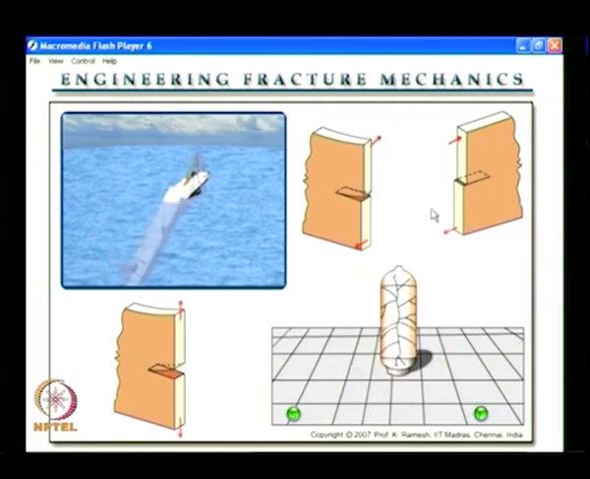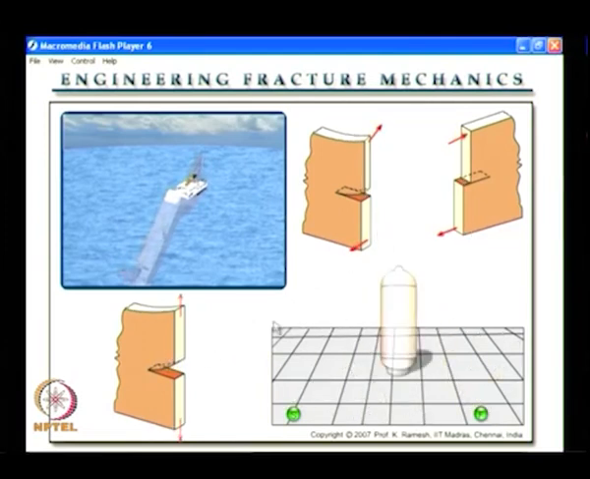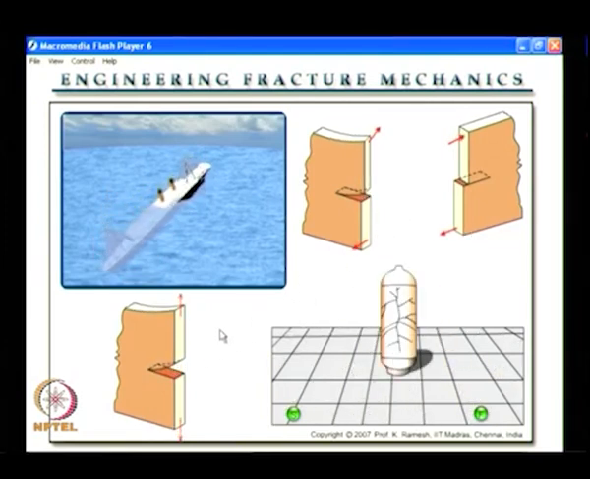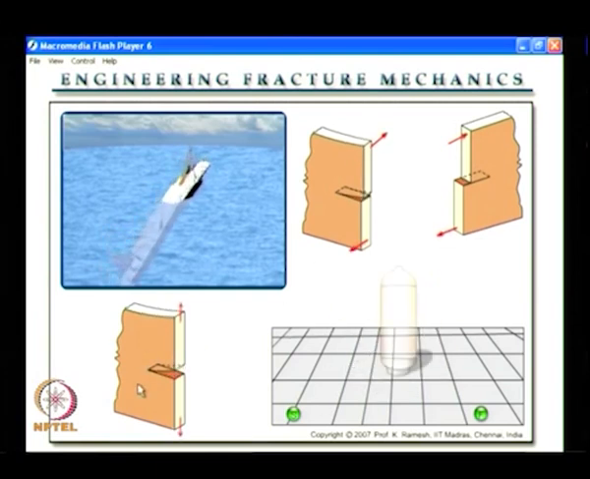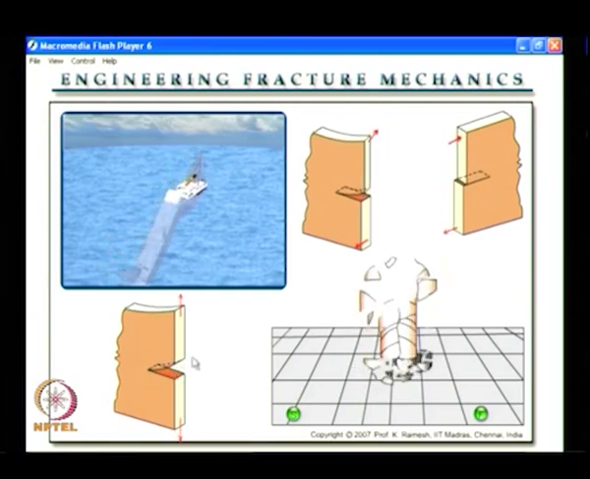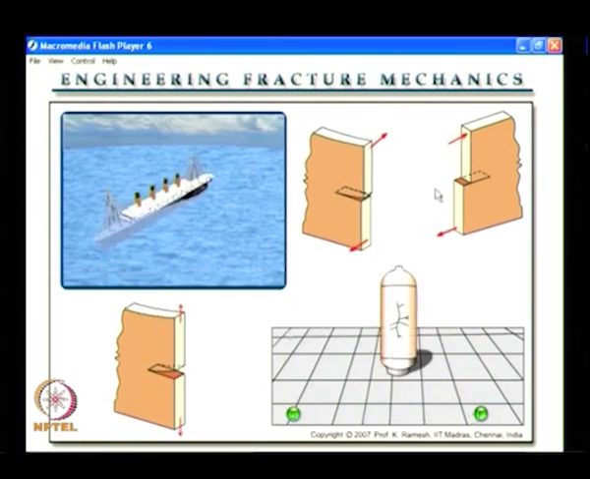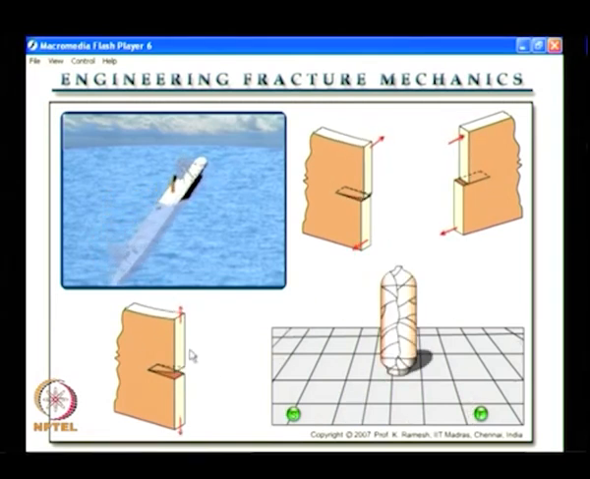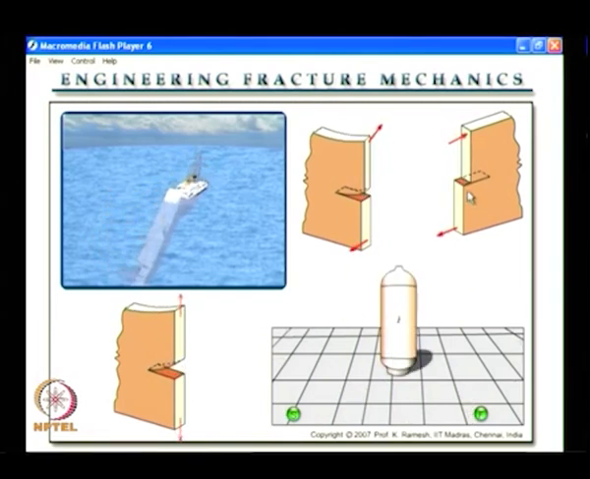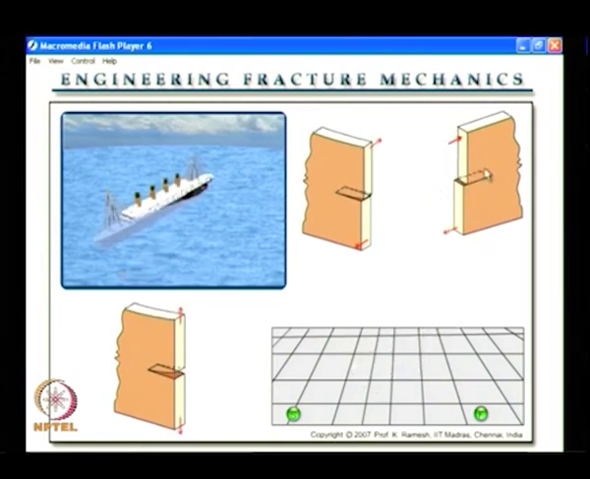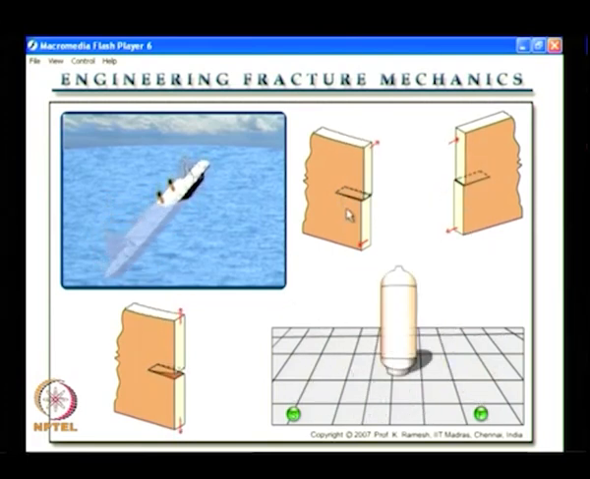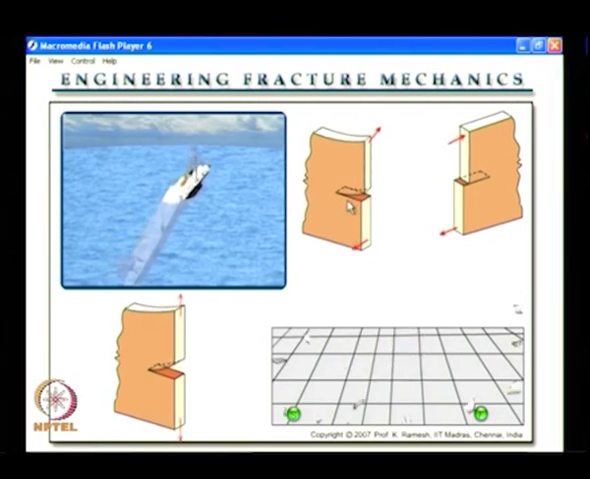The other two corner animations focus on the modeling issues in fracture mechanics. You have a crack and the crack faces are moving differently in each of these. So, you have this as mode 1, this is opening up, this is sliding, this is known as mode 2, and this is a tearing action, this is called mode 3.